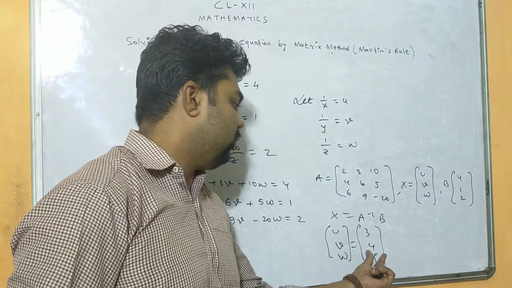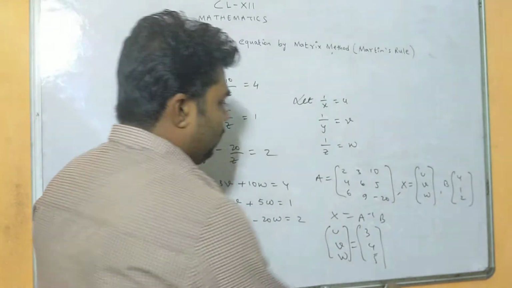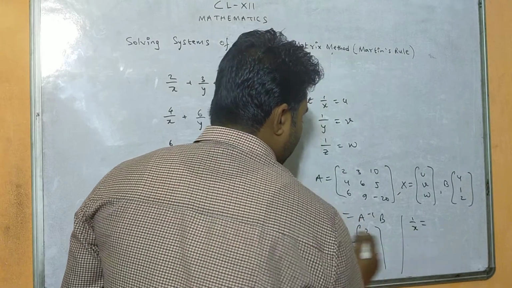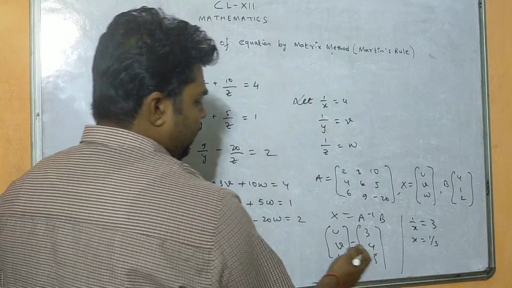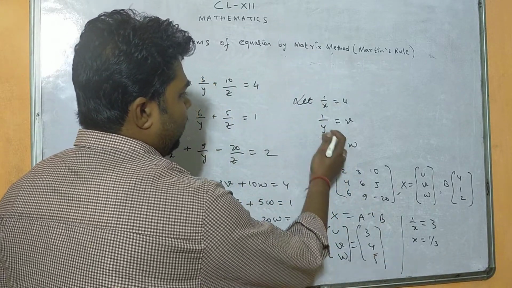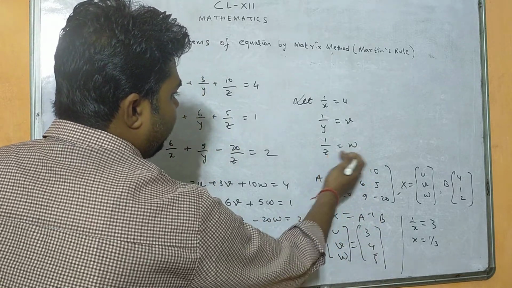Suppose you are getting 3, 4, 5, but what is our u? Our u is 1 by x. So at last we have to write 1 by x equals u; you got 3, that means x equals 1 by 3, right? Similarly, your v is 4, then your y will be 1 by 4. Your w is 5, then your z will be 1 by 5.